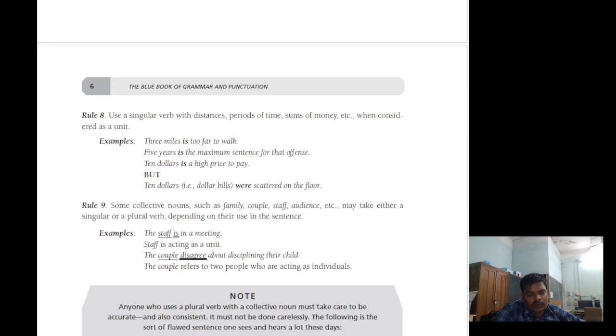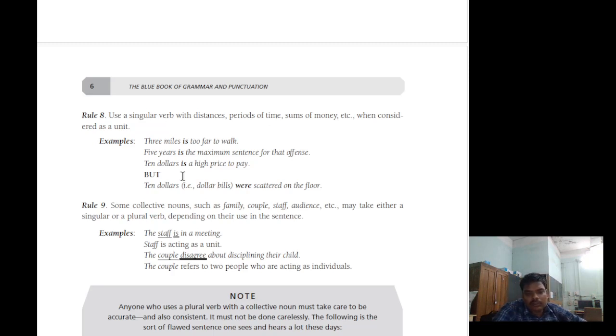Next, rule number 8. Use a singular verb with distance, period of time, sum of money, etc. when considered as a unit. 3 miles is too far to walk. 5 years is the maximum sentence for that offense. $10 is a high price to pay. $10 is a high price for a beer.